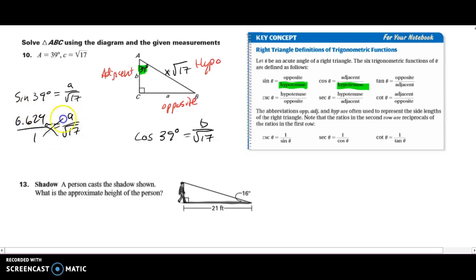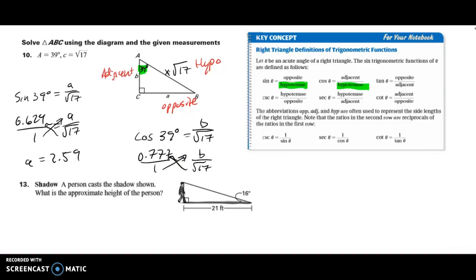I'm going to cross multiply. I'm going to have my answer. So we're going to times this by root 17. I get 2.59. Then I'm going to find cosine of 39. This is 0.777 over 1 is equal to B over root 17. We're going to cross multiply. We get 3.20 equals B.